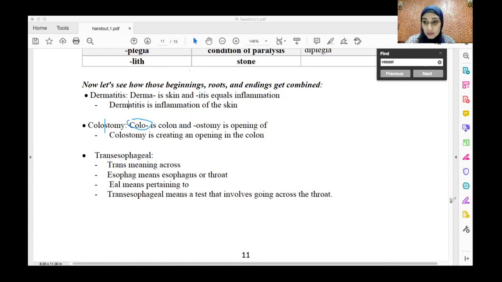The third example, transesophageal. Trans means across, esophage is related to the esophagus, and al means pertaining to or related to. So transesophageal means a test that involves going through the throat.